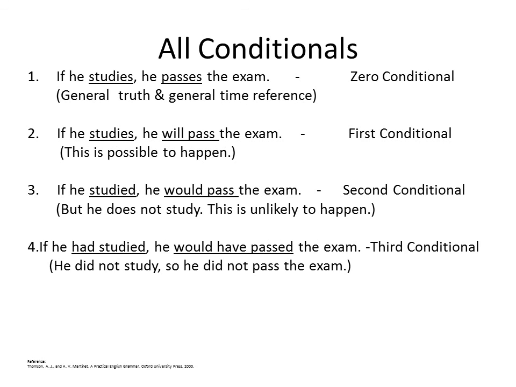Third sentence. If he studied, he would pass the exam. But in reality, he does not study. This is unlikely to happen. So it is second conditional. Fourth sentence. If he had studied, he would have passed the exam. But what really happened was that he did not study, so he did not pass the exam. So it is third conditional.